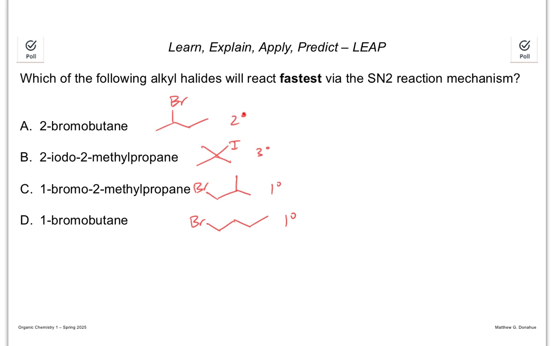Then you have this secondary, but now you have 2 primaries. So which of the 2 primaries would react fastest? So the answer would be D. Again, because when we look at that beta carbon, we can see for answer C, it has more substitution, so it's bulkier. It's going to have a slower rate than just D.